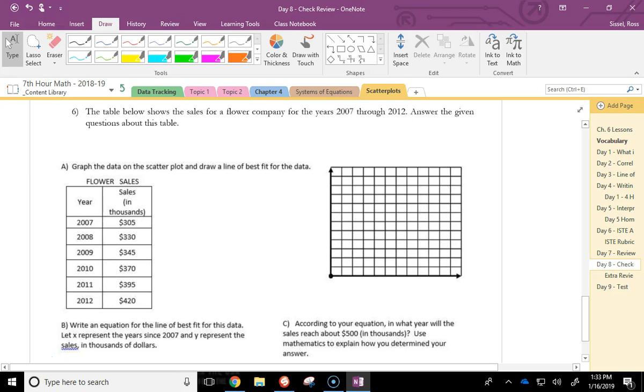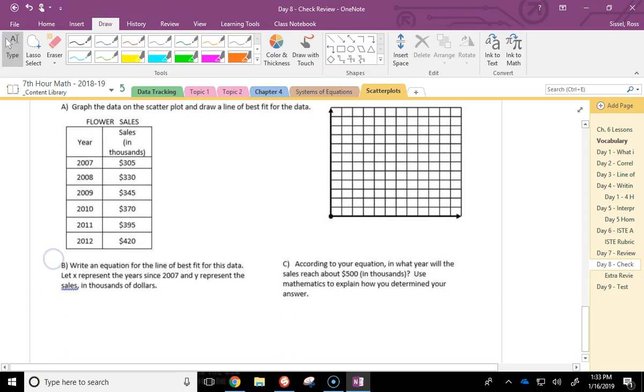The table below shows the sales of a flour company from the years 2007 to 2012. Answer the questions about this table. Graph the data on the scatter plot and draw the line of fit for the data. Write an equation, and then they're going to ask us an interpretive question. Here's the thing. When I did my x, I'm going to do it a special way.